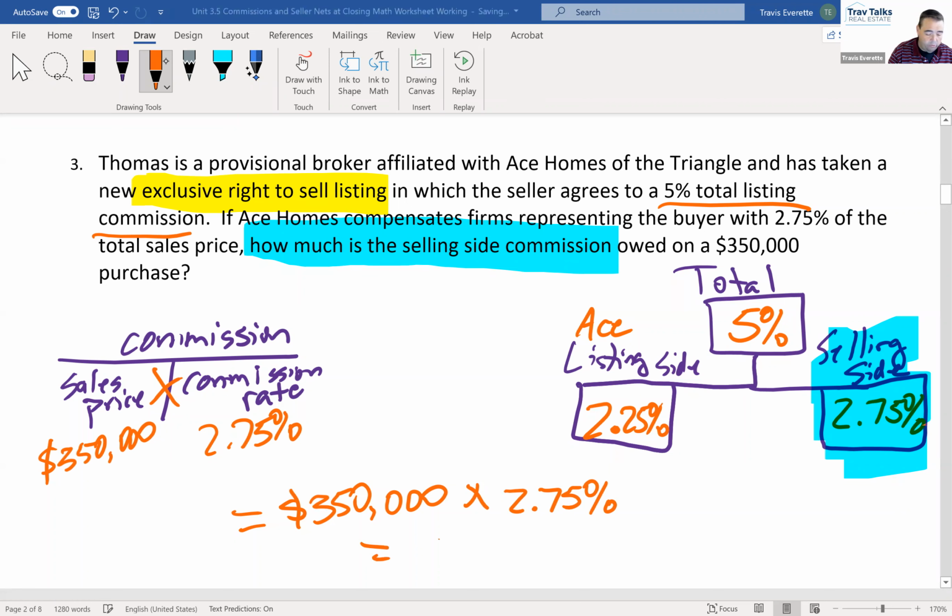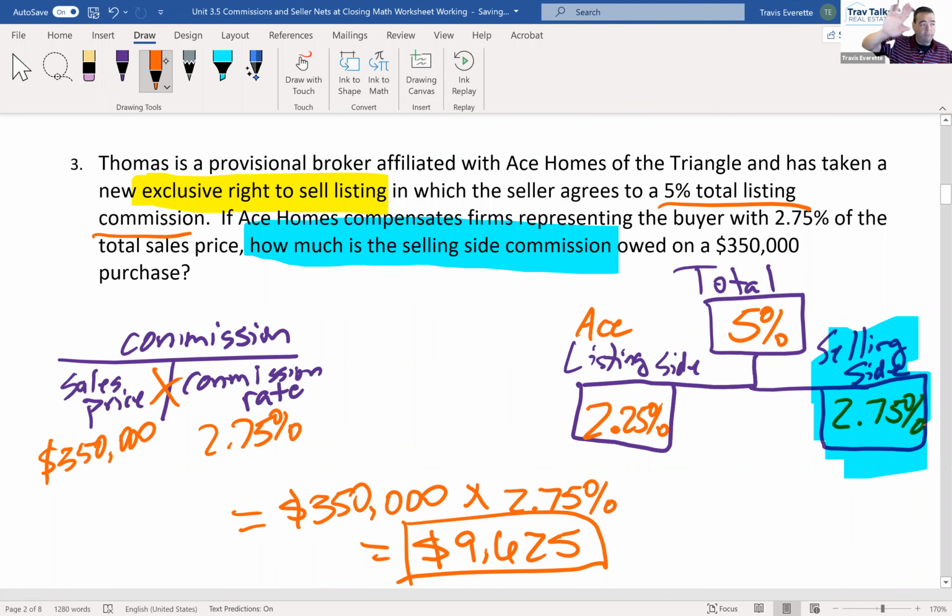And that equals $9,625 for a selling side commission, or buyer's agent commission, which means the same thing in this case. That's how much the listing side is offering to a firm who brings them a buyer in the transaction. They're saying, we will pay you, in this case, $9,625 to help us do our job, to help us by bringing us a buyer.